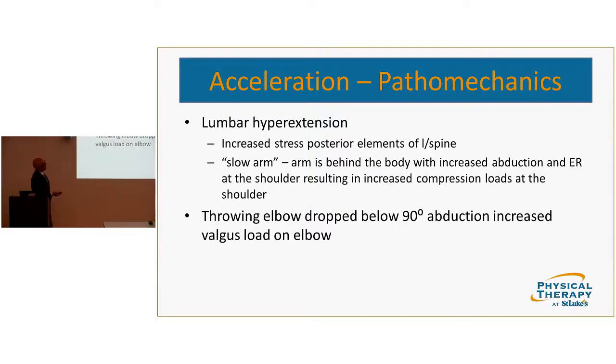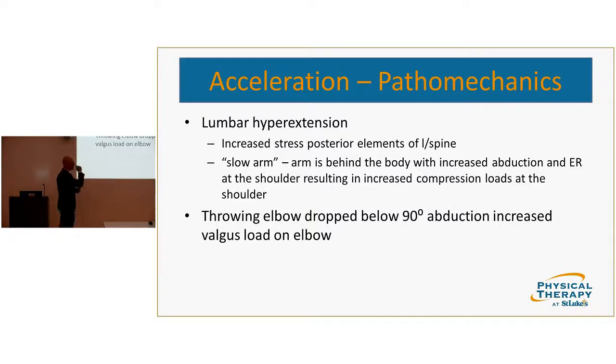So some of the pathomechanics: lumbar hyperextension, I got a kid on the video, you'll see his hyperextension, increased stress on the posterior elements of the lumbar spine, that's obvious. Slow arm, the arm is behind the body with increased abduction and external rotation. Again, increases the compressive load on the shoulder. Throwing elbow drop below 90 increases the valgus load on the elbow.